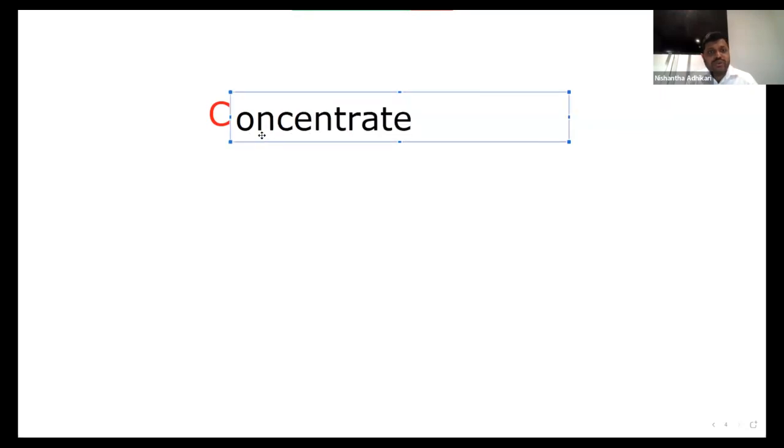Prior to that, since you are getting ready for your final examination, I need to highlight a very important fact that you need to consider. When it comes to the final exam, you have to focus on three factors to succeed. First one is C. What is C? Concentration. You have to concentrate, okay? That means you have to focus. Without focusing, you won't succeed.